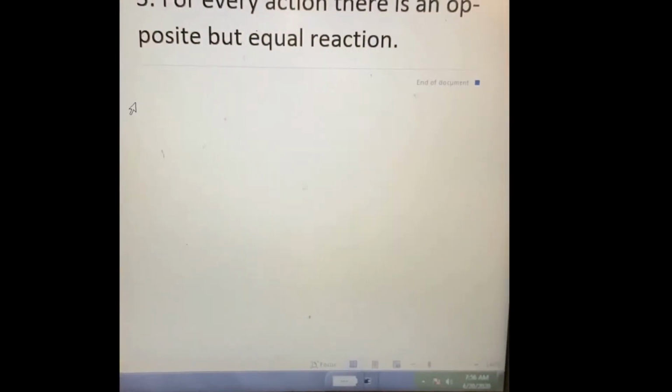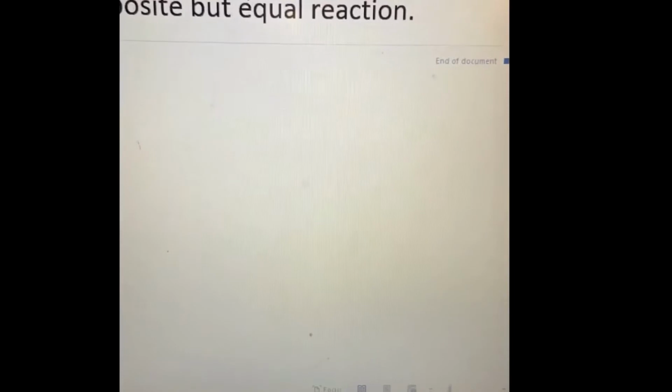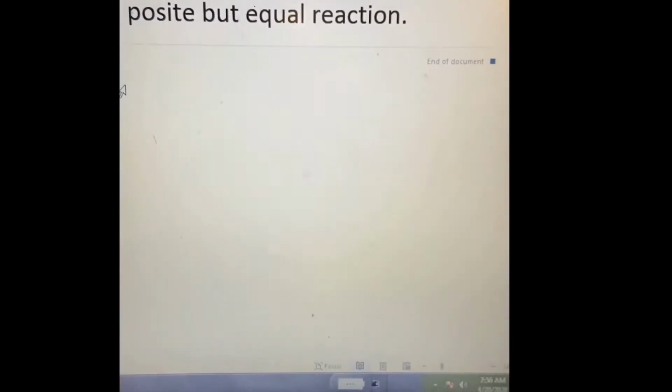Law number 3 is for every action, there's an opposite but equal reaction. How did the last video of me kicking the ball show an opposite but equal reaction? Well, I kicked it, it went that way. It hit a wall, and then it bounced right back to where I kicked it from. Opposite but equal reaction.